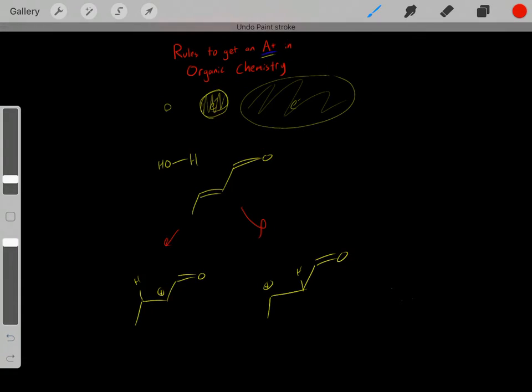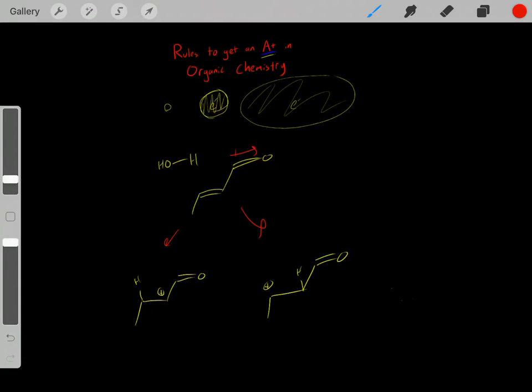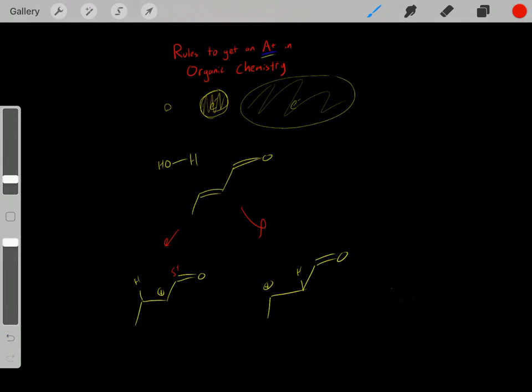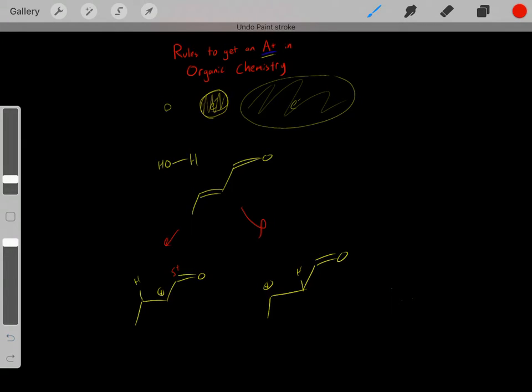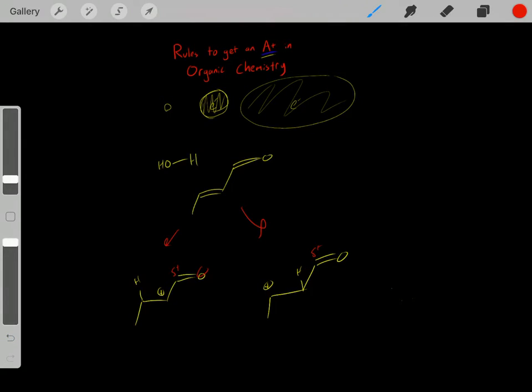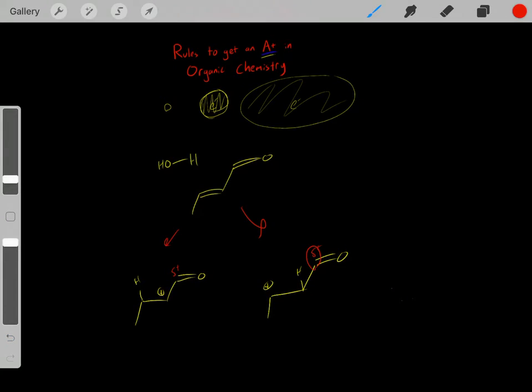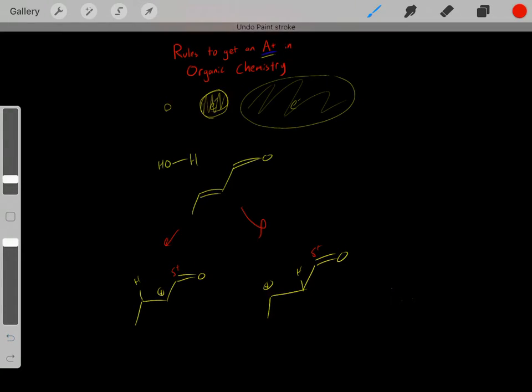This oxygen really likes electron density and hogs all that electron density, stealing that electron density, creating a partial positive on this carbon. So this carbon is partially positively charged. So let's draw that. And the same, this carbon is also partially positively charged, because again, these oxygens are stealing the electron density, creating a lack of electrons, so therefore a partial positive.